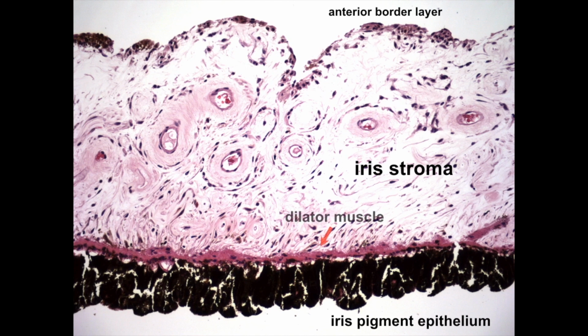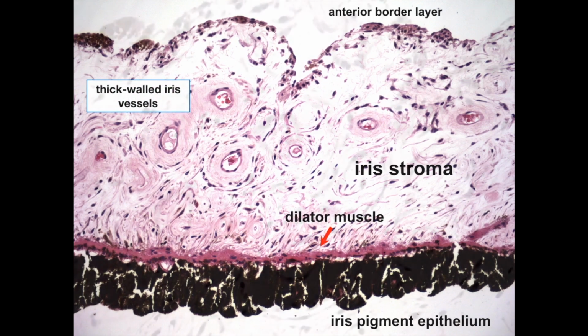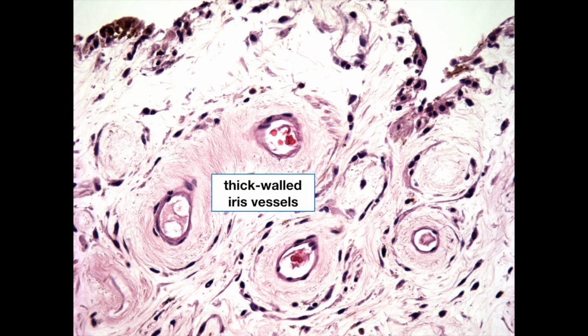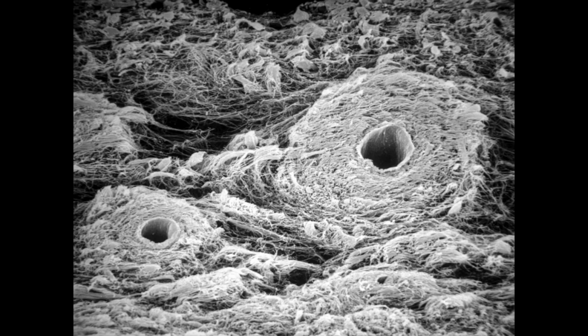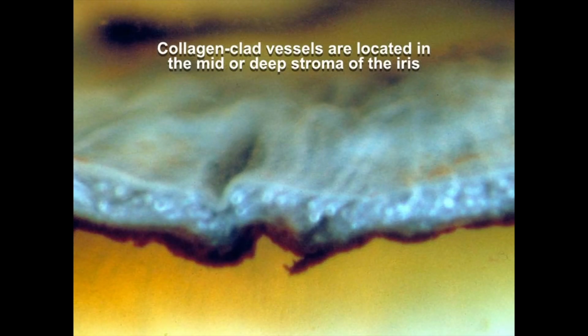The dilator muscle appears as an eosinophilic band, and vessels surrounded by a thick layer of collagen fibers are present in the midstroma, shown here under higher magnification. This scanning electron micrograph shows the thick coat of collagen fibers surrounding the stromal vessels. The collagen-clad iris vessels are located in the mid or deep stroma of the iris.